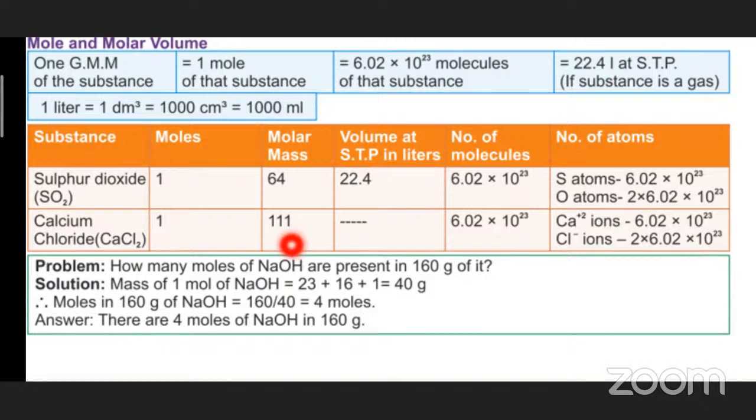So because the weight is equal to the molecular weight, its molecules would be equal to the Avogadro number of molecules. That means CaCl2, how many molecules are there? 6 into 10 to the power of 23. You can round it off to 6. So sometimes they'll give you the exact figures, that is 6.02, or sometimes they can simply round it off to 6. Okay.